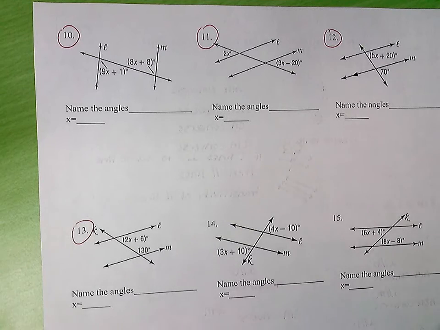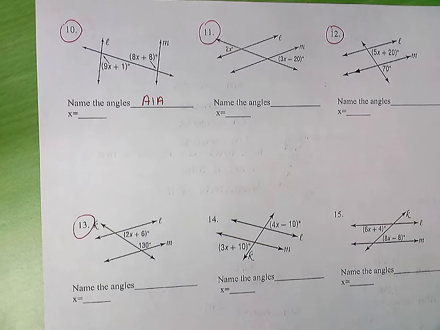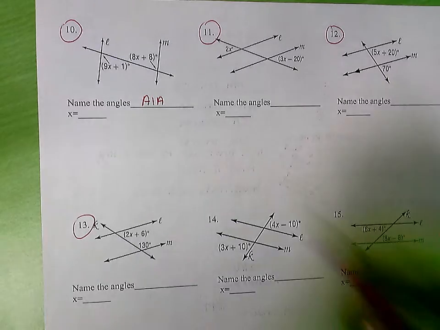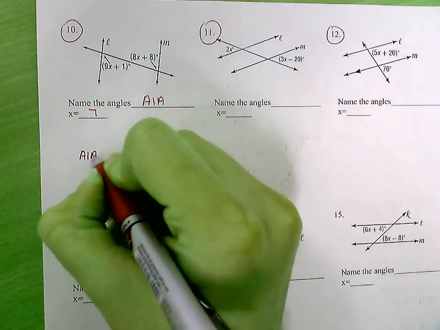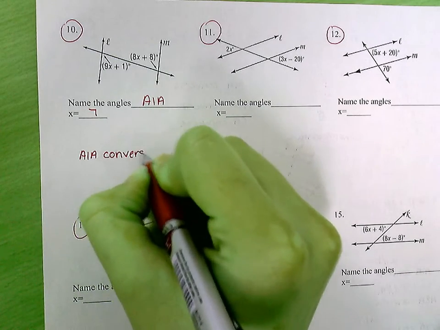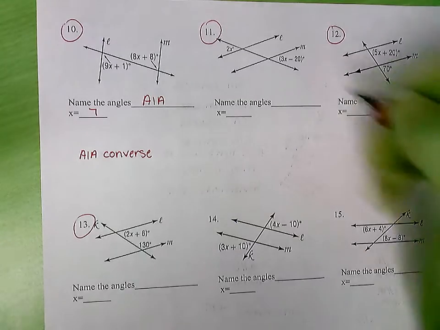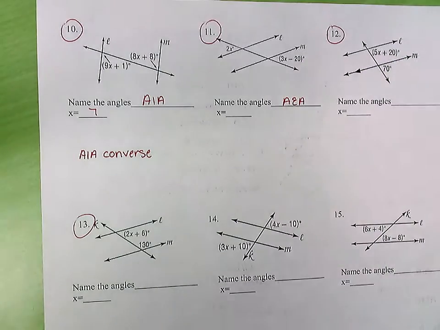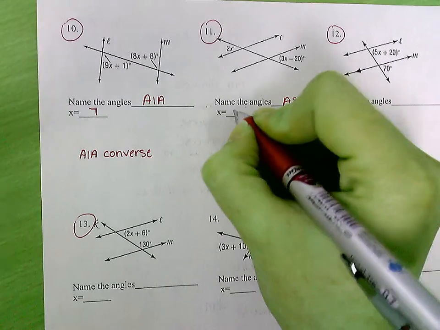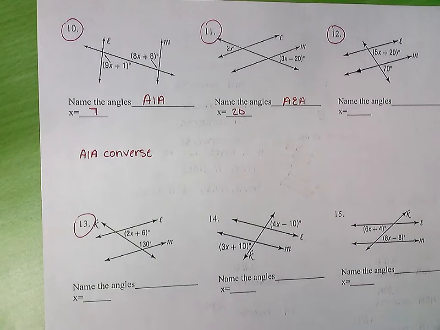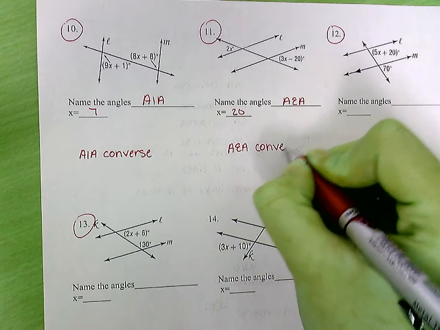Alright, number 10. You should have alternate interior angles. Okay, you want to set those equal, so you should have gotten x is 7. And they are now parallel by the alternate interior angle converse. Number 11, these are alternate exterior angles. So again, if you want those lines to be parallel, those should be equal to each other. So you should get x is 20. And they're now parallel by the alternate exterior angle converse.